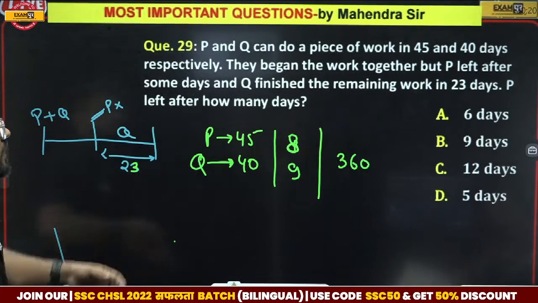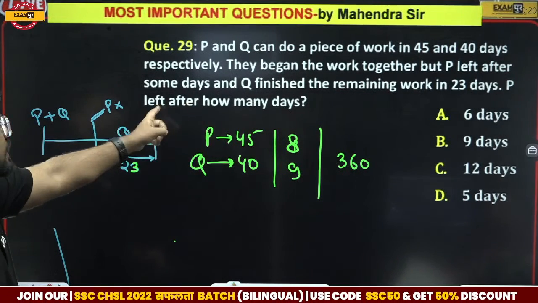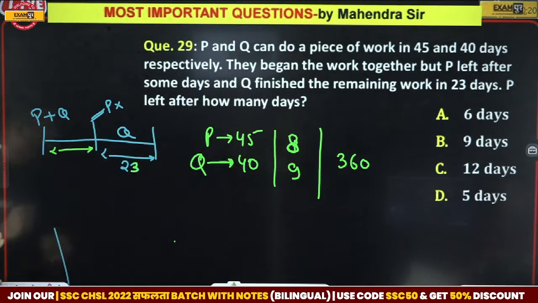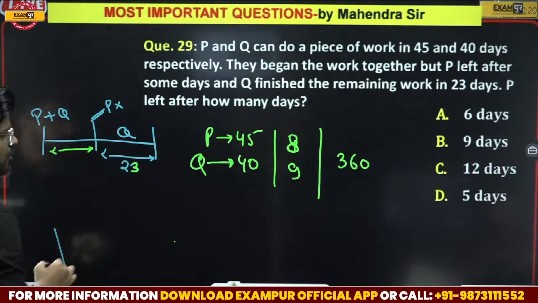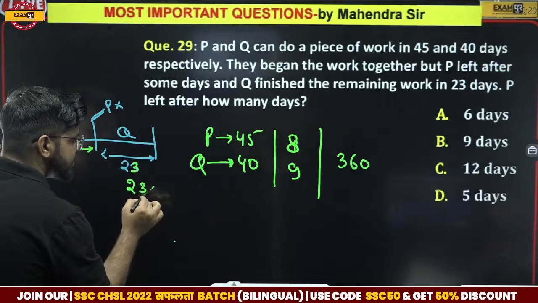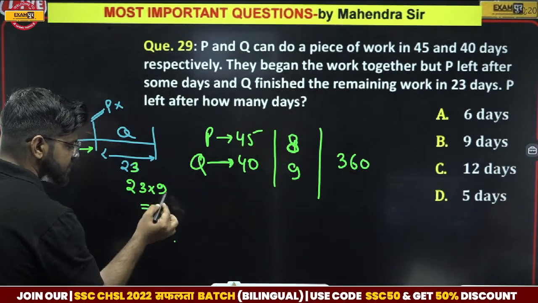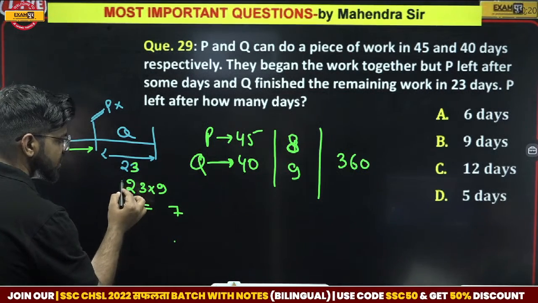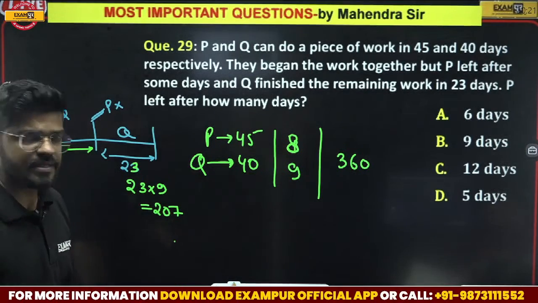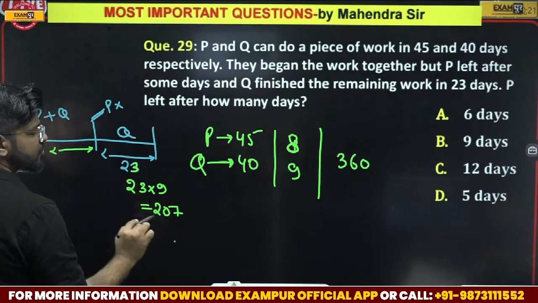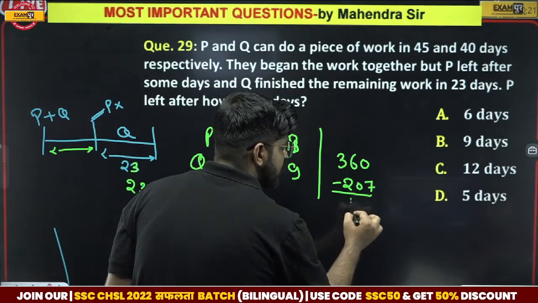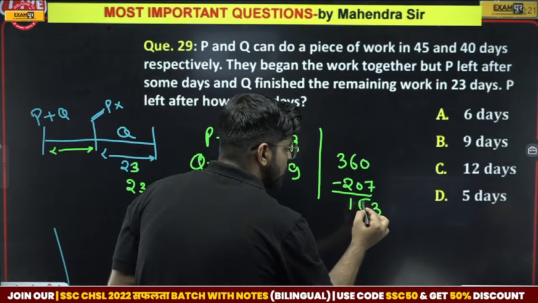The question is asking: P left after how many days? We have to find the time period for this. So Q has worked for 23 days. Total work is 23 into 9, that means 27 carry 2, 18, 207. Clear? So for 207 they have worked. Just subtract it out, and it will be 153.